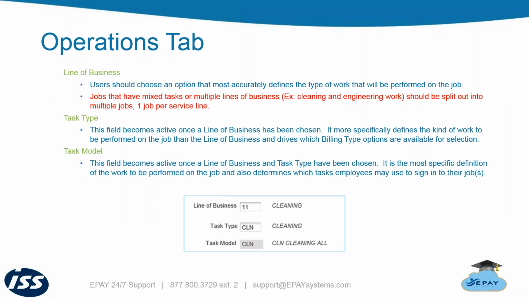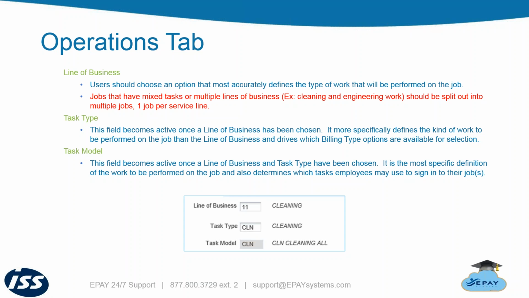And as I've mentioned earlier, if jobs have multiple tasks or multiple lines of business, for example, cleaning or engineering work, they should be split out into multiple jobs. Otherwise, you could say one job per service line. From there, you'll choose the task type, and this field actually becomes active once you've already chosen your line of business. It more specifically defines the kind of work to be performed on the job than the line of business, and drives which billing type options are available for selection.